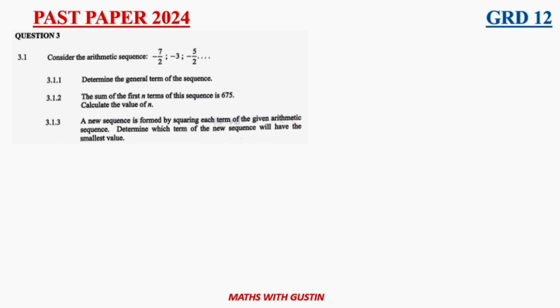Another example from a past paper. Let's look at this one. It says here, consider the arithmetic sequence given, which is -7 over 2, -3, -5 over 2. This is an arithmetic sequence. We already know that if they give us an arithmetic sequence, this is the formula that we are going to use.